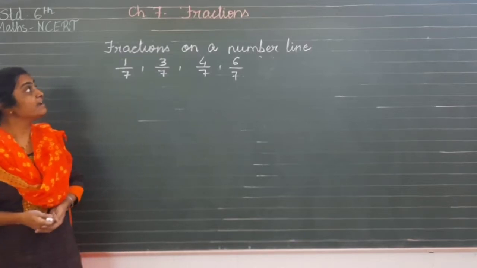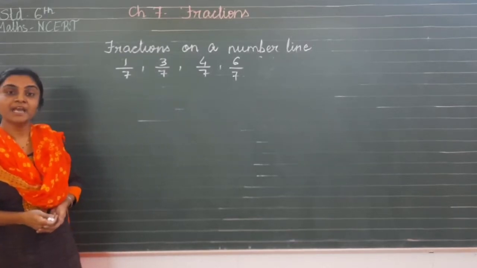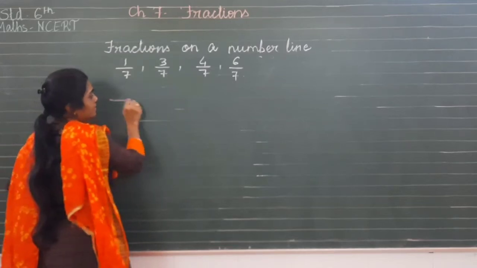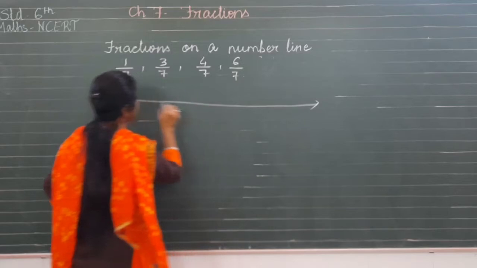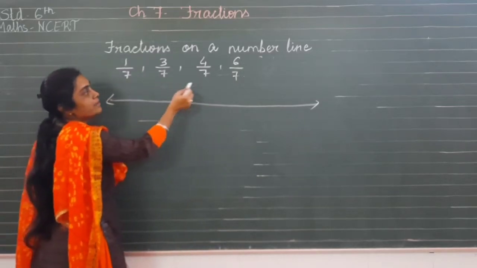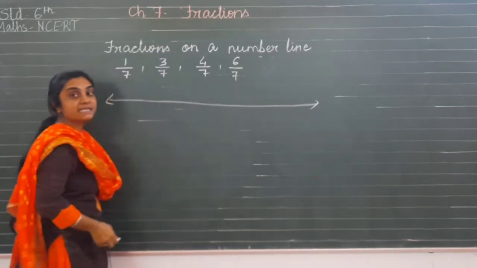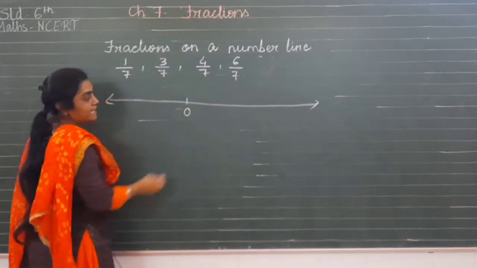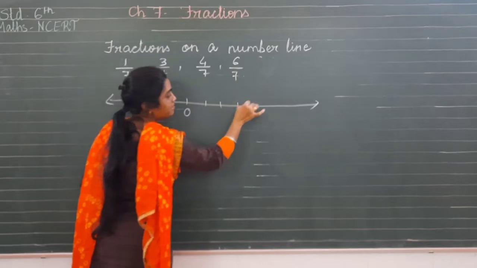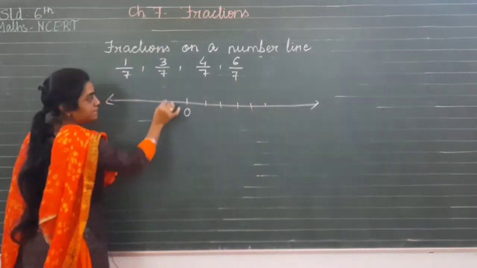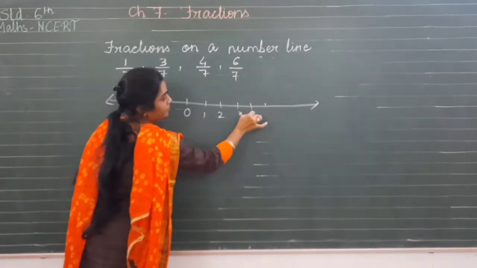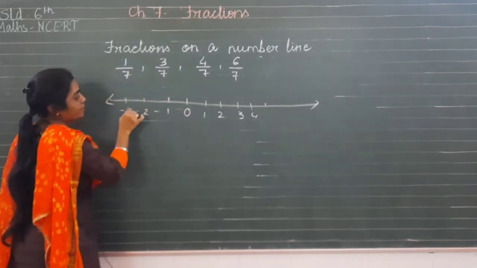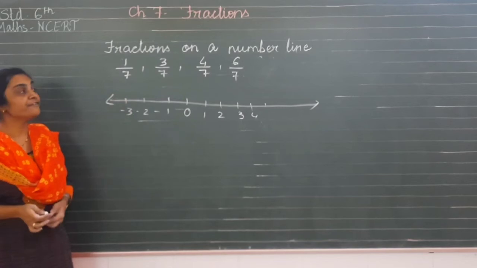Now let us see fractions on a number line. We have already seen the whole numbers on a number line. Now we will represent these numbers, 1 upon 7, 3 upon 7, 4 upon 7 and 6 upon 7, on a number line. We know this side is 0. All these numbers are positive integers, whereas on the left side it is negative integers. Now here it is a fraction.